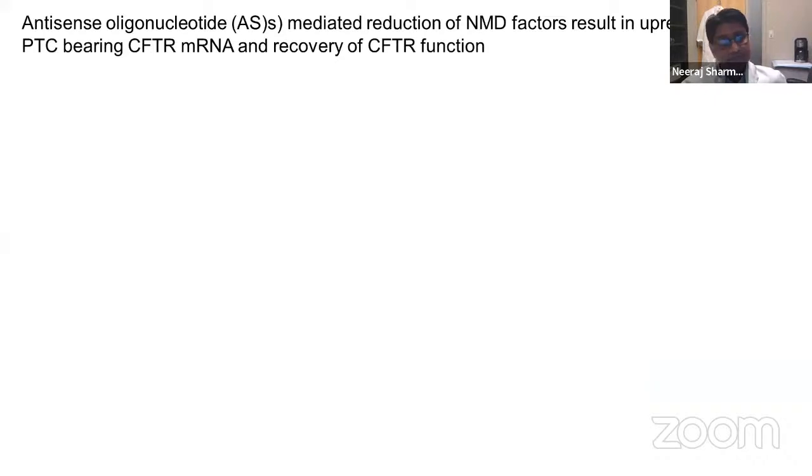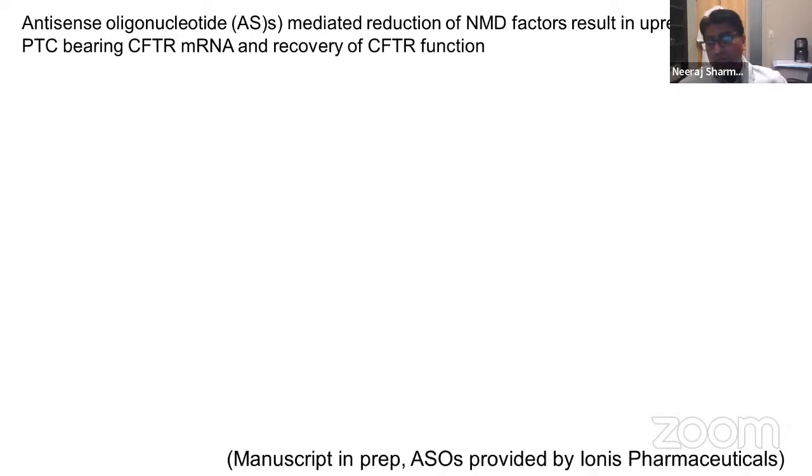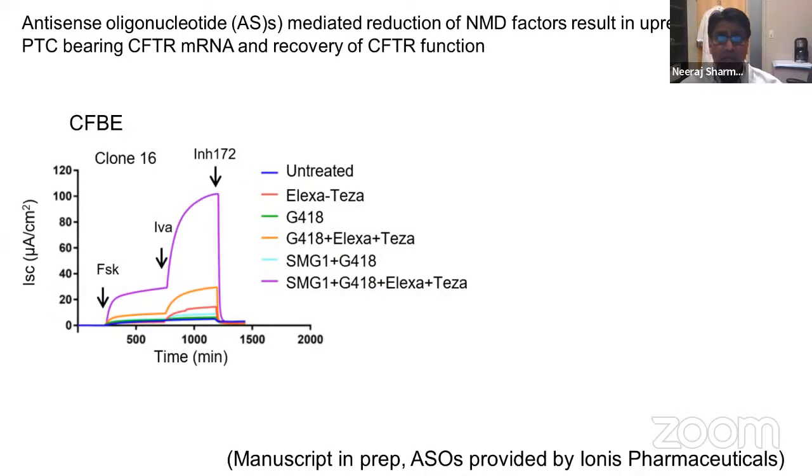Because these NMD machinery inhibitor compounds could be toxic, there are antisense oligos that companies are making, and this is an antisense oligo by Ionis Pharmaceuticals. You know that the nasal spray that Ionis Pharmaceuticals developed for SMA is already in use. So they have developed these antisense oligos that can inhibit nonsense mediated mRNA decay. I have used their inhibitors of NMD. Here I'm showing you SMG1, which is an antisense oligo against one of the NMD machineries.